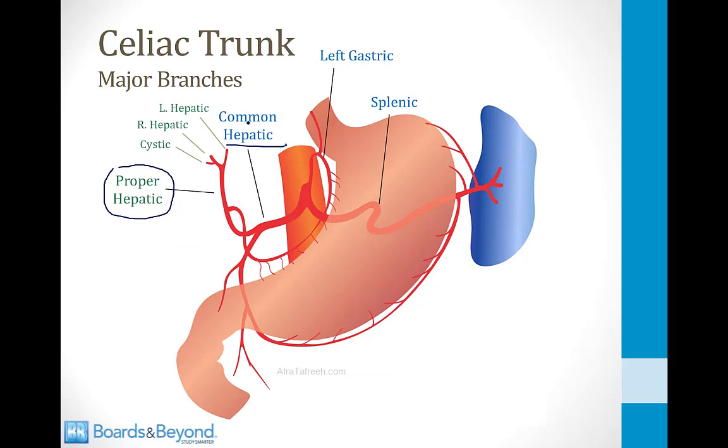You can see it's a branch off the common hepatic. This is the common hepatic, and it gives off this proper hepatic artery here. It then splits into three vessels, the cystic artery, the right hepatic artery, and the left hepatic artery, to supply blood to the gallbladder and the liver.